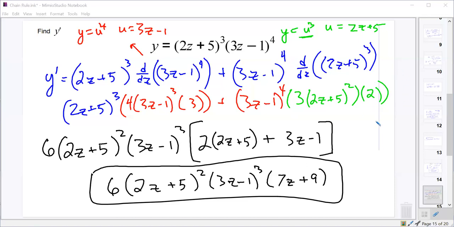So this times 2 at the end over here comes from when we take the derivative of 2z plus 5 to the third. That's y equals u cubed with u equal to 2z plus 5. So it's 3u squared, and we have to multiply by the derivative of u, and the derivative of u is 2. So hopefully that helps.